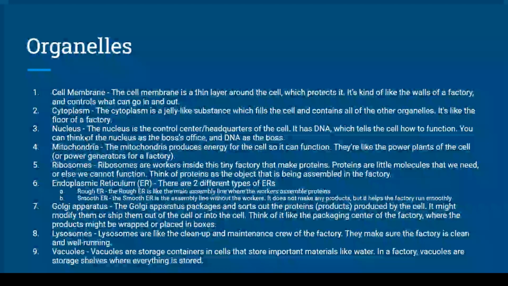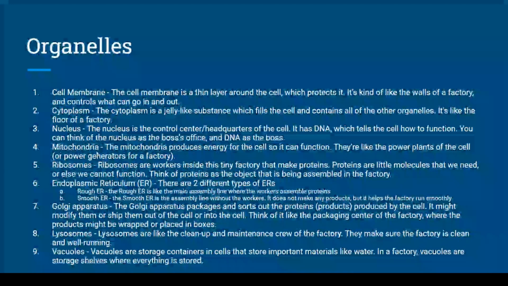Next, we have the nucleus. The nucleus is basically the control center or headquarters of the cell. It has DNA, and DNA is basically material that tells the cell how to function. You can think of the nucleus as the factory's boss's office, and the DNA is kind of the boss. He's in charge of everything, tells everything what to do, basically.